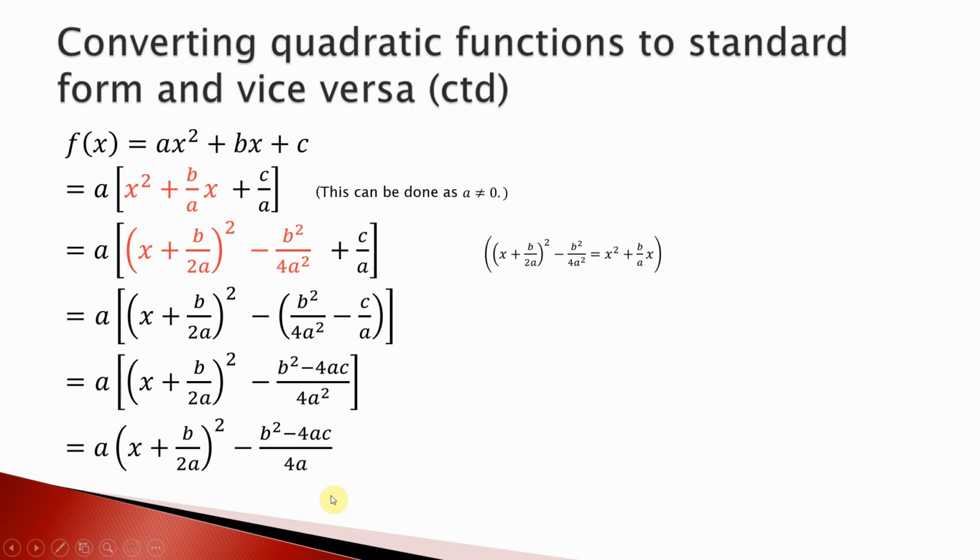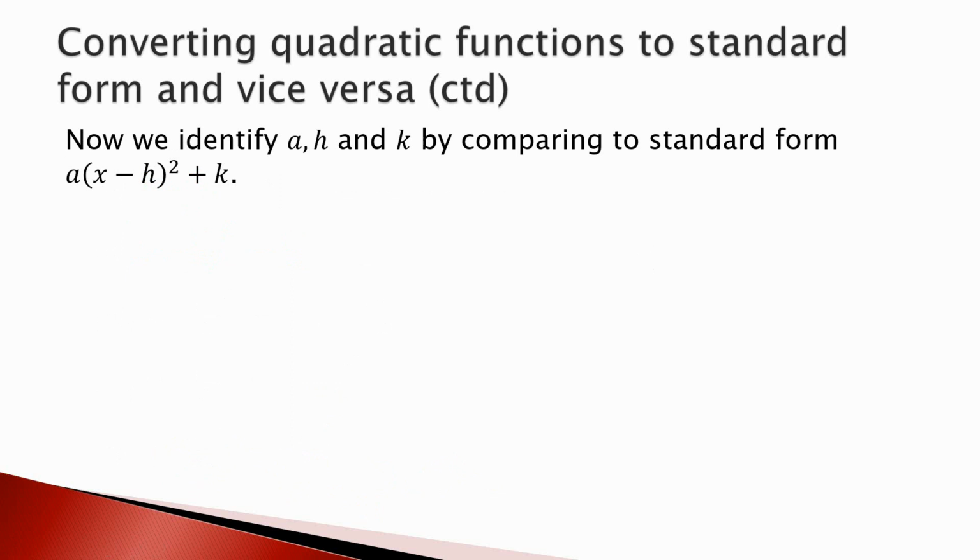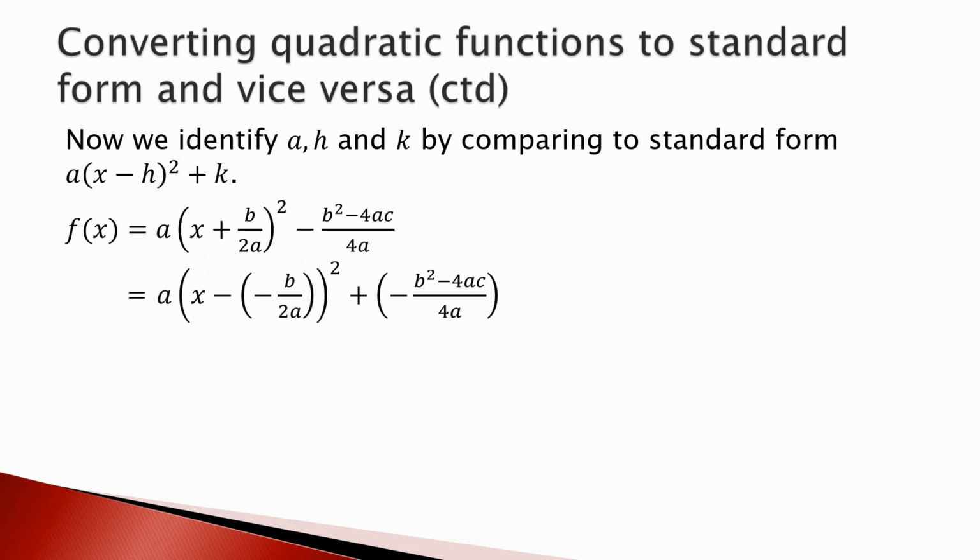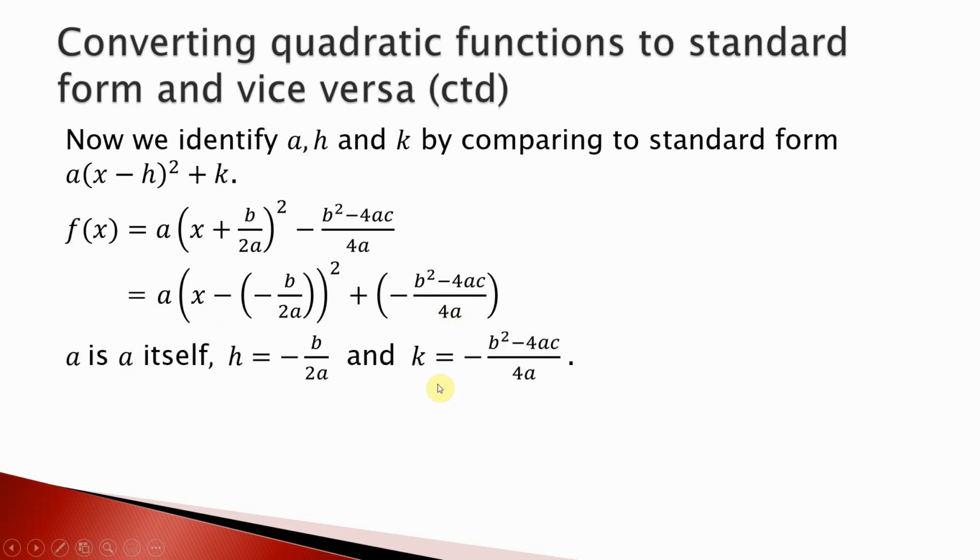Now this is the standard form, but to identify a, h and k, it has to be in the exact standard form. So here you need negative and here you need positive. Now we can identify a, h and k. So a is a itself, h is negative b over 2a, and k is negative b squared minus 4ac over 4a.